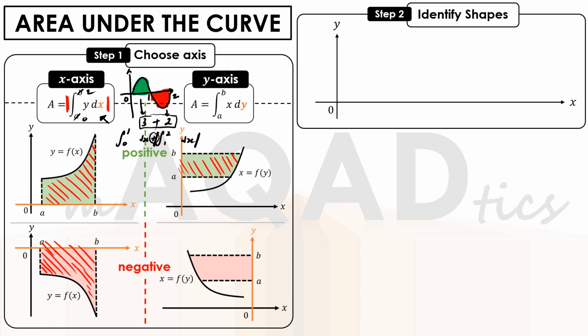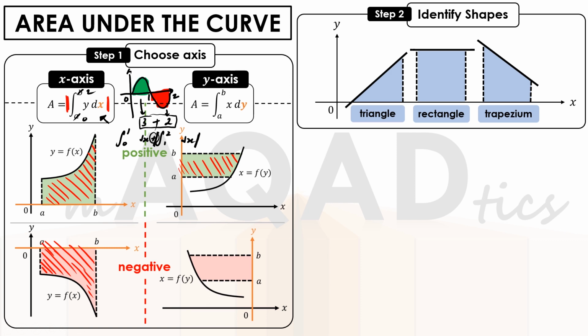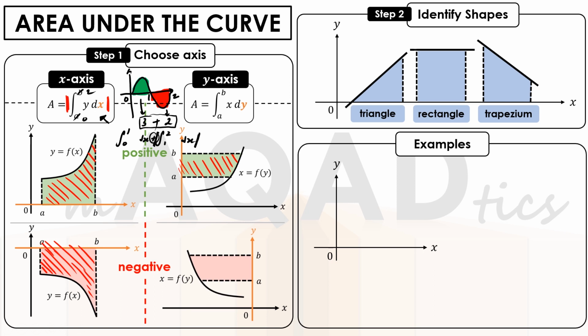What is step 2? Step 2 is to identify the shapes, but later I'll let you know why we need to identify. First I'll let you know what the shapes are. Here we have 3, which is triangle, rectangle, and trapezium. These 3 shapes will be very helpful to find areas that the question requires. So let's go to some of the examples here.